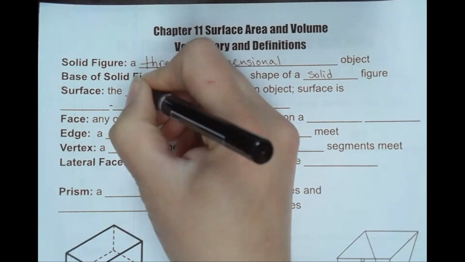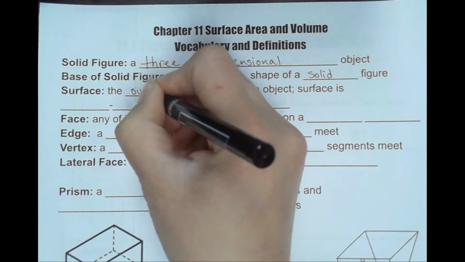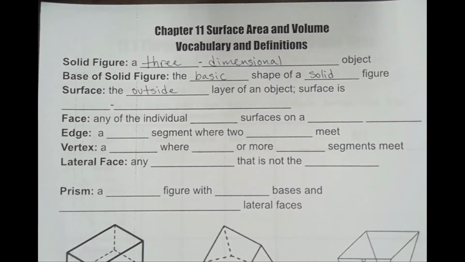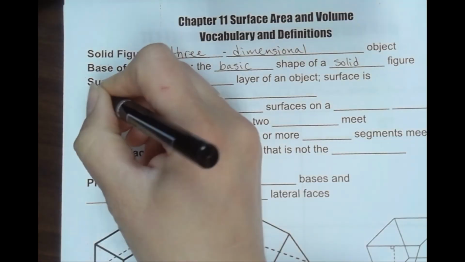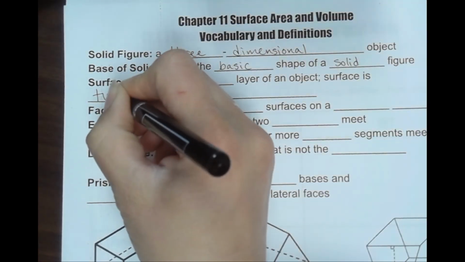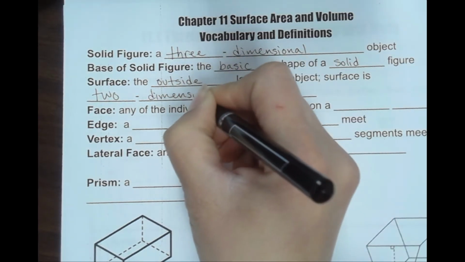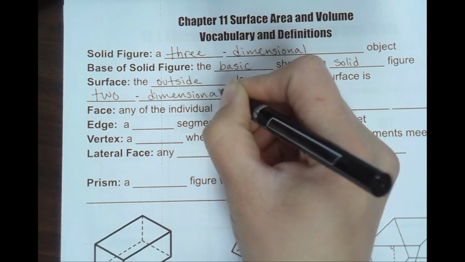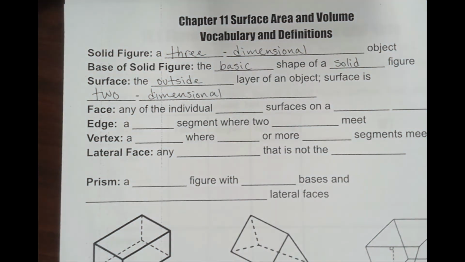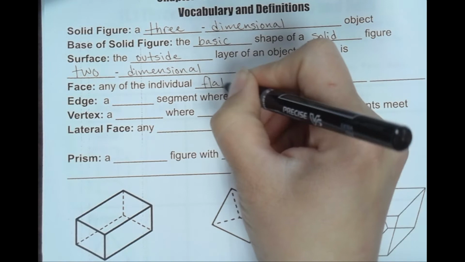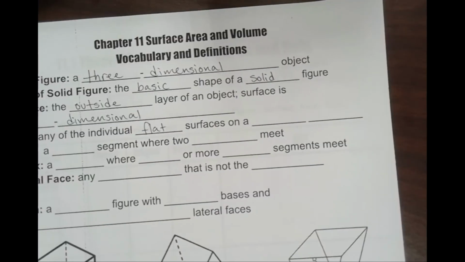The surface is the outside layer of an object. Surface itself is two-dimensional. It doesn't have any thickness when we're talking about the surface. A face is any of the individual flat surfaces on a solid figure.